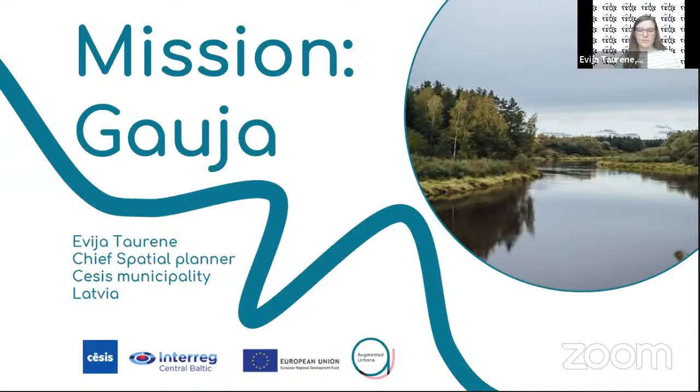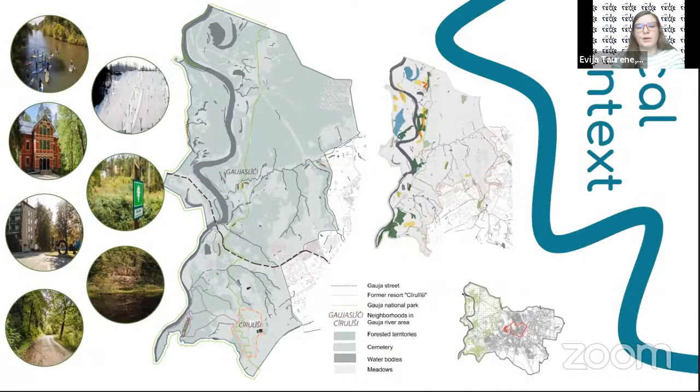So this is where we are located. Cesis is a town in the heart of Gauja National Park in Latvia, with a vibrant old town and a medieval history. But for our local action site, we actually chose a place quite distant from the city center, about 3 kilometers from the city center, located at the Gauja River.